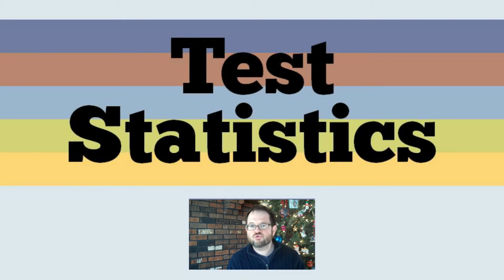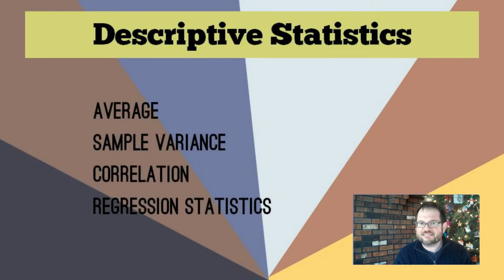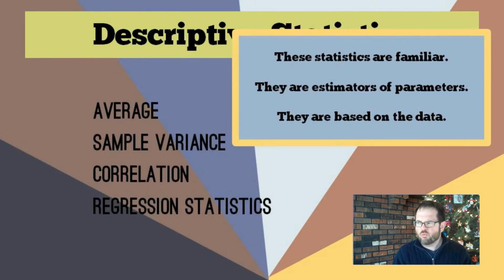And in order to do that, our tool is going to be test statistics. So that's where we're going with this lecture today. Now, these inferential statistics and test statistics, I like the word test statistics better than inferential, are quite different than what we learned about when we talked about descriptive statistics a couple modules ago. Back in the descriptive statistics module, we talked about quantities like average, or sample standard deviation and sample variance, or correlation, or the various regression statistics like the slope of the regression line and its y-intercept and things like that. And all those statistics were, to a greater or lesser extent, familiar.